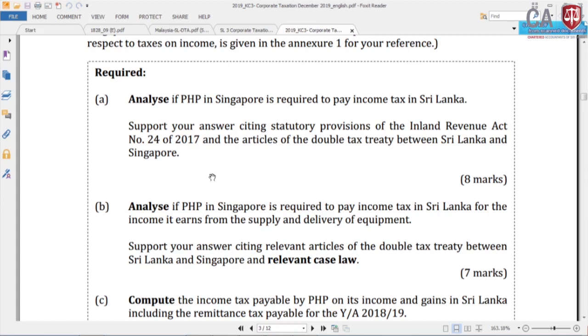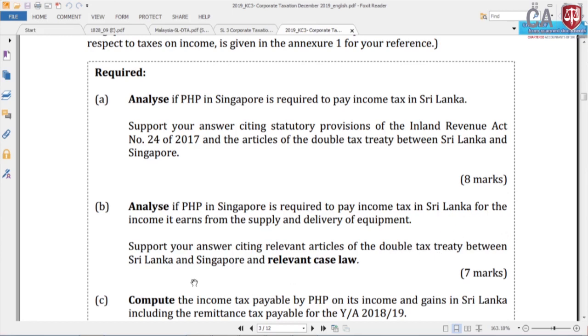Now, up to now we don't know what this PHP Singapore is. Support your answer citing the statutory provisions of the Inland Revenue Act number 24 of 2017 and the Articles of the Double Taxation Treaty between Sri Lanka and Singapore. You have to write the answer in this question taking into consideration the Inland Revenue Act provisions as well as the Double Taxation Treaty provisions which are provided. It seems to be Sri Lanka and Singapore. Part A has been given 8 marks.